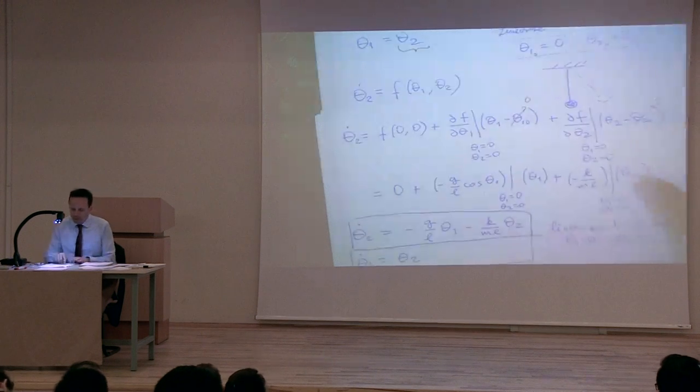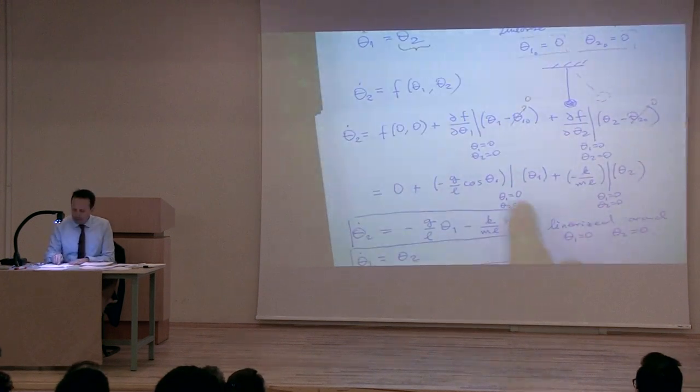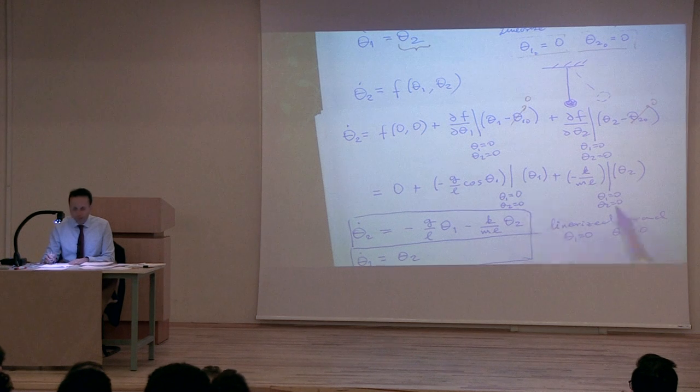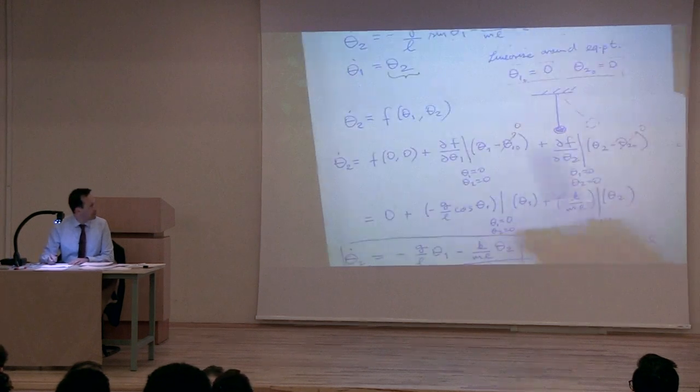I mean, look at this. This is coming from the fact that this is calculated at zero. And it is coming from the fact that this is equal to zero. Okay.